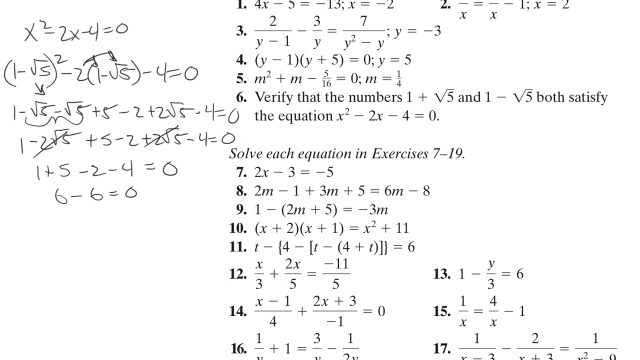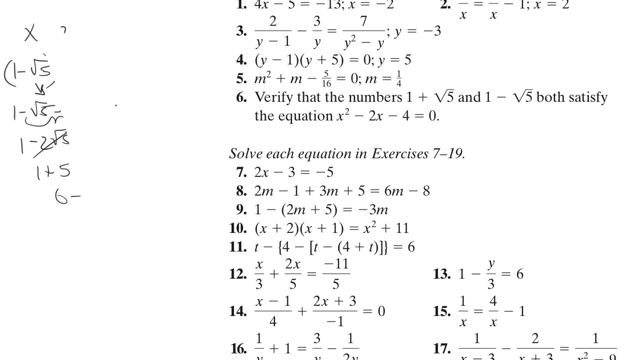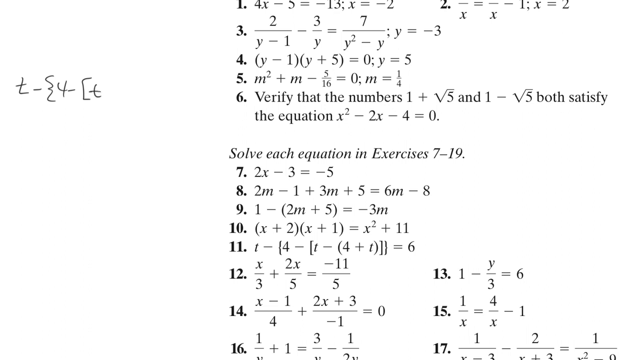Let's solve something. Number 11 looks a little interesting. Let me erase this stuff here. For number 11, that's t minus, a curly brace, 4 minus, bracket, t minus 4 plus t, close parentheses, close brackets, close curly braces, equals 6. Now, you don't see the curly braces all that often, but parentheses, brackets, and curly braces all mean the exact same thing. I think it becomes easier to organize, because if everything were parentheses, it might be hard to see where it begins and ends, since there are so many.